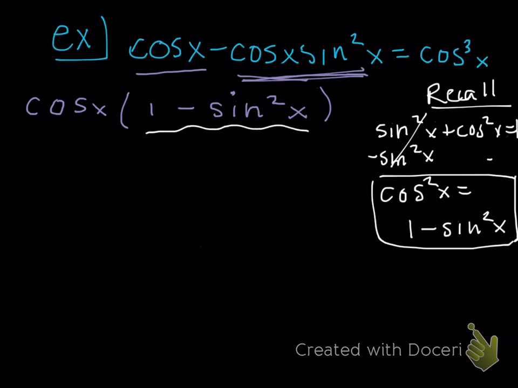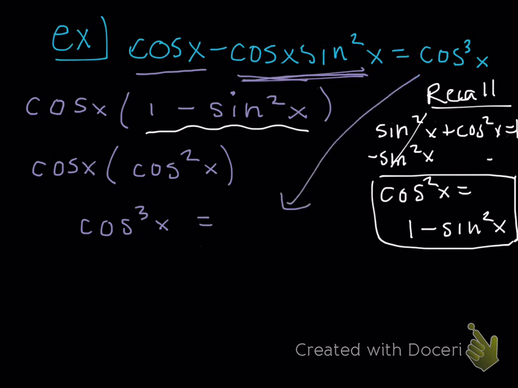I need to use this fact in my problem. So I'm able to replace 1 minus sine squared with cosine squared. Now my problem says cosine of x times the quantity of cosine squared of x, and cosine times cosine squared of x is equal to cosine cubed of x. Notice we have now verified our identity. We will do more practice tomorrow of problems with sine squared plus cosine squared equal to 1, where we have to manipulate the identity.